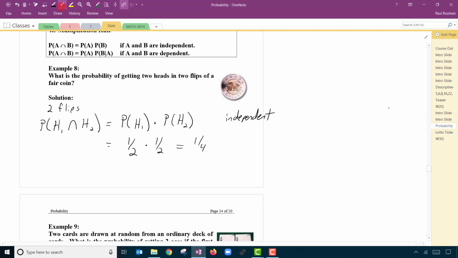Maybe if I could add a question here. What's the probability of a head and a tail in 2 flips?